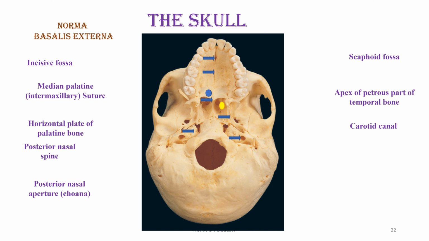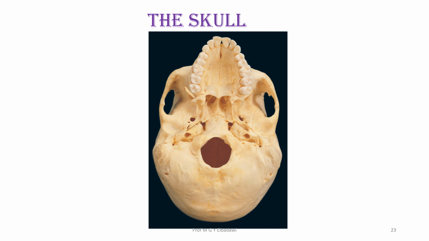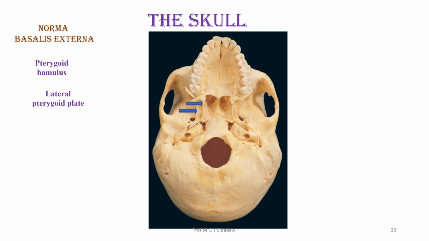That is the carotid canal. That is the articular tubercle, which is anterior to the mandibular fossa. That is the foramen lacerum here. To complete the norma basalis, this is the pterygoid hamulus, and that is the lateral pterygoid plate, and this is the medial pterygoid plate, which we said will divide to form the scaphoid fossa.